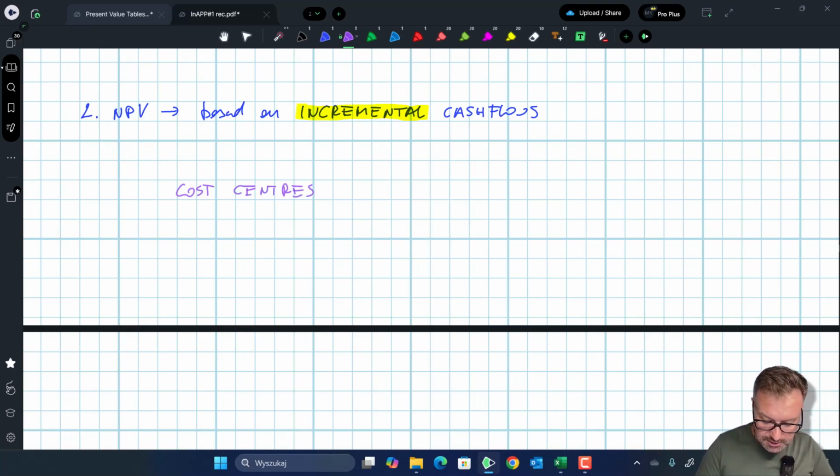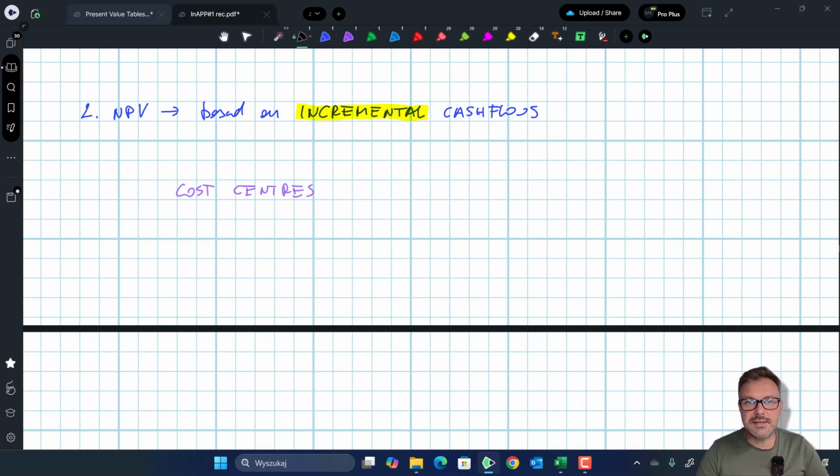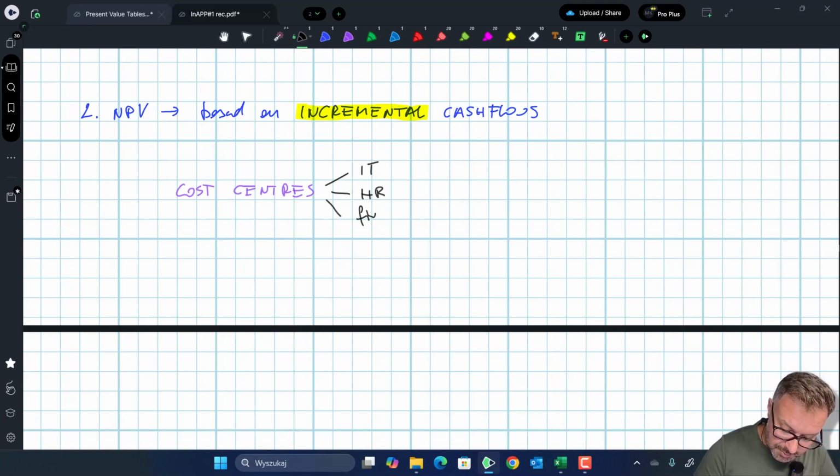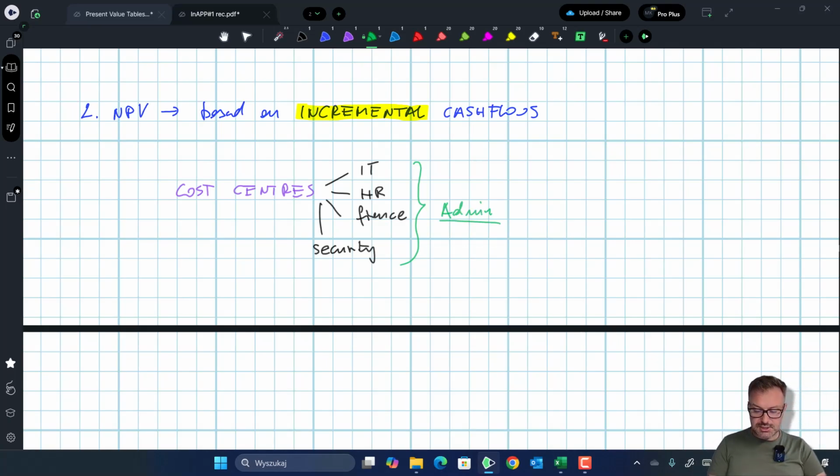Cost centers are units, parts of the company that don't produce anything, but it costs something to keep them. Obviously in every company we have an IT department which doesn't produce anything, but we have to maintain it, HR department, finance department, security department, all those departments, we can put them in the group of administrative department. They are cost centers.